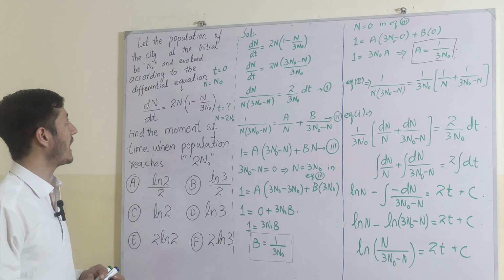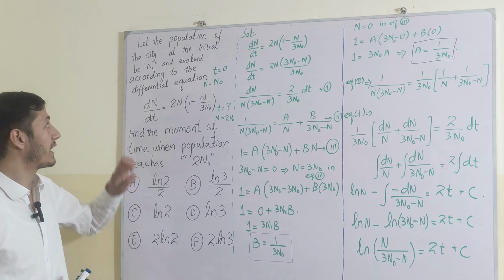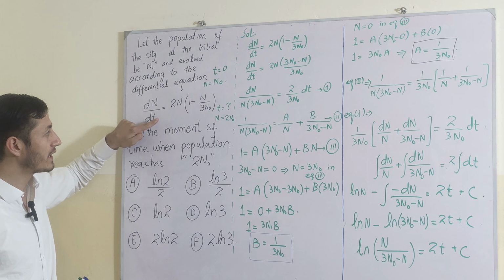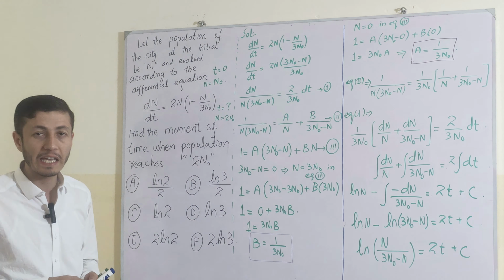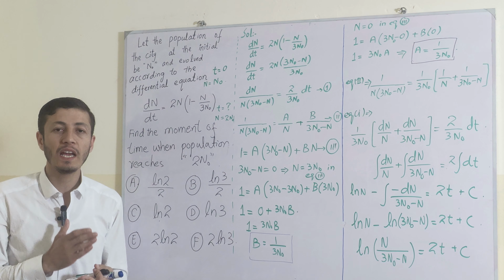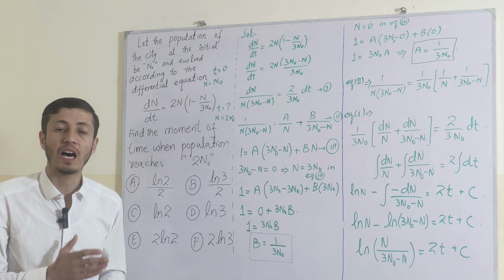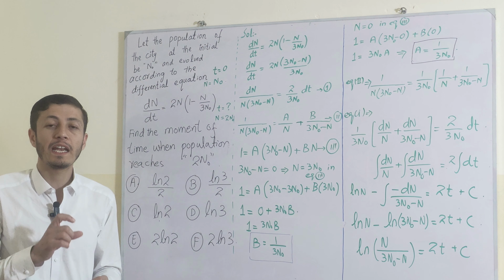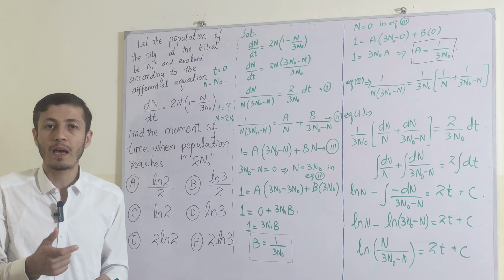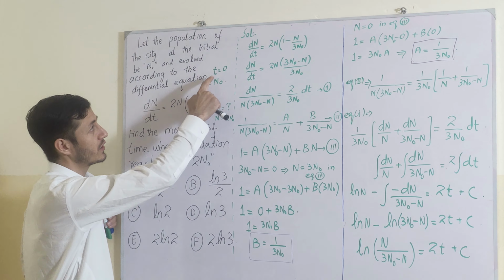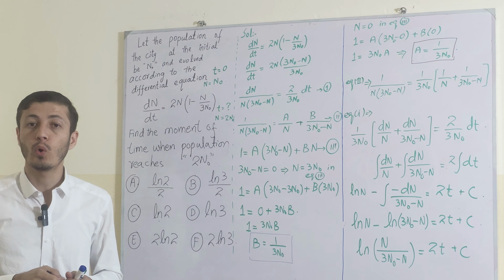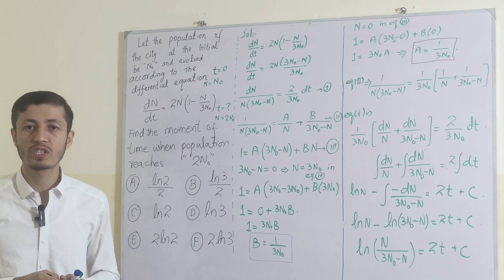Let the population of the city initially be n naught and evolve according to the differential equation ∂n/∂t = 2n(1 − n/(3n naught)), where n is the population of the city after some instant of time, and n naught is the population at the initial stage, meaning when the time is 0. So the initial condition is that when the time is 0, the population is equal to n naught, the initial population.